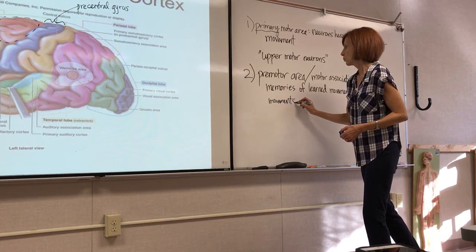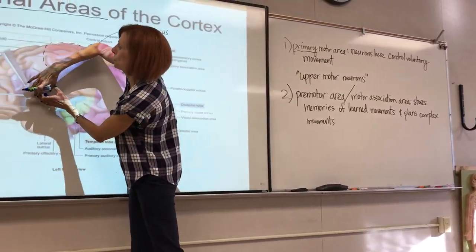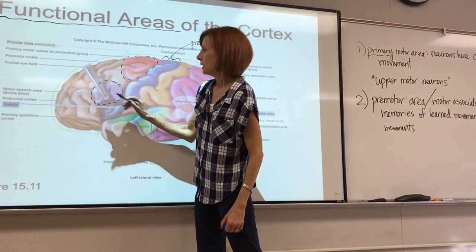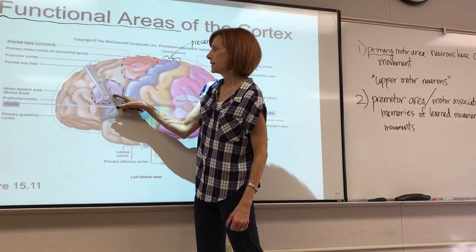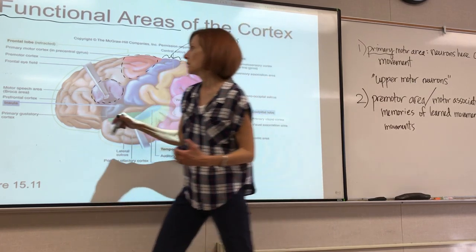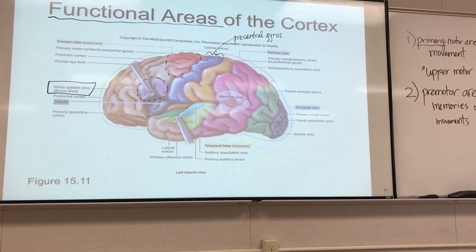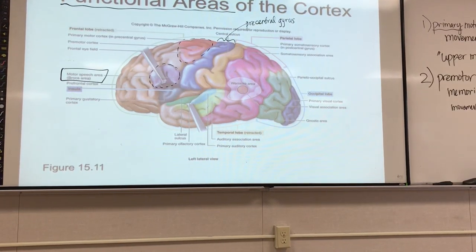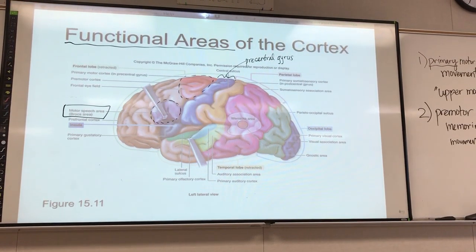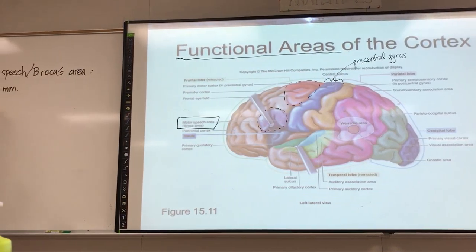One more area in the frontal lobe I want to talk about, and that is right here. Because this is being pulled away so you can see the insula, this looks a little weird. This area right here is shown in purple. It is another motor area. This is called the motor speech area, also called Broca's area. The name, motor speech, actually tells you what this area does. It controls the muscles we use when we talk.